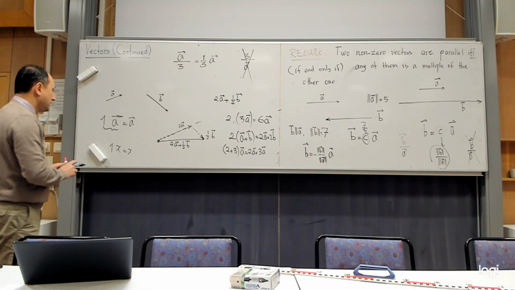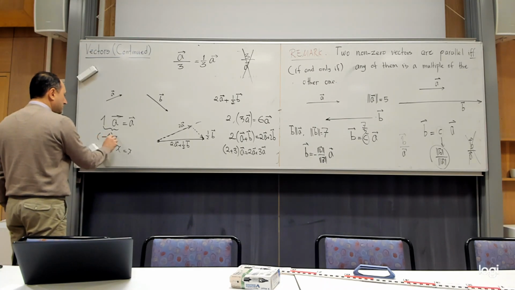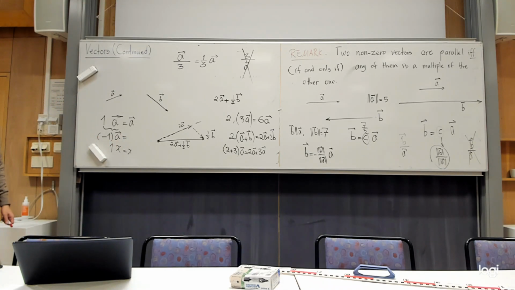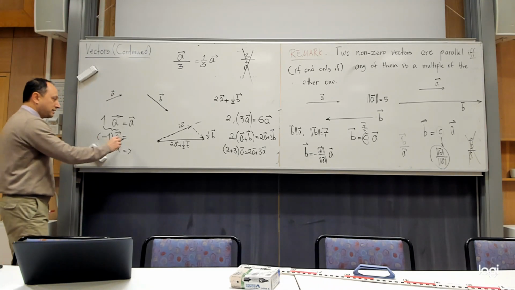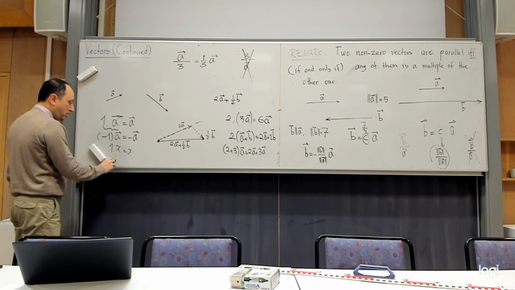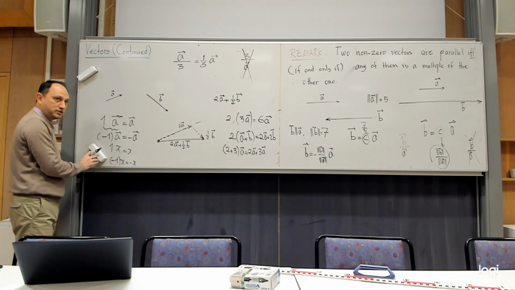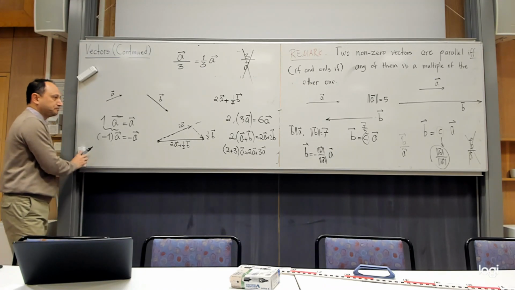What do you guess will happen if I multiply a vector by negative 1? Yes? Minus the vector. It becomes minus a. But not because minus 1 times a number x is minus x. Not because of that. Yes? Exactly.